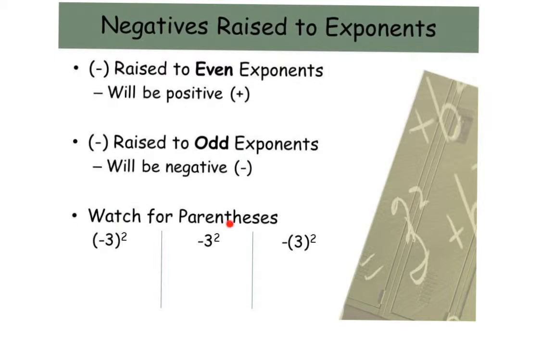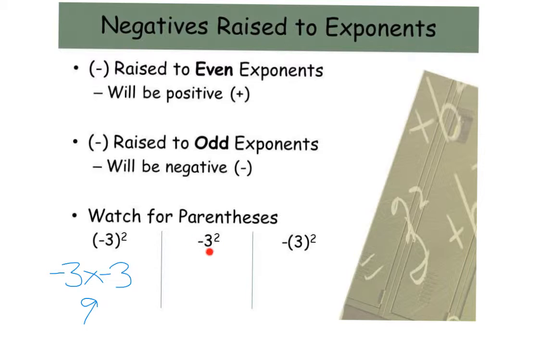And then it's important that you watch where the placement of the parentheses is. So here, this first one is telling us that you're taking -3 and squaring it. So I'm raising a negative number to an even exponent. This here means I'm taking -3 times itself once. So -3 times -3 is +9.